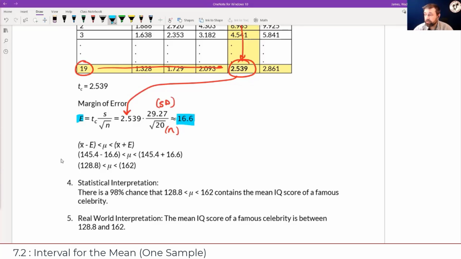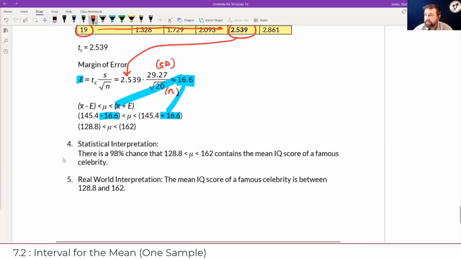Pretty easy to calculate things because you're going to take that margin of error, subtract it from the sample mean, and add it to the sample mean, okay? And then that is going to give you your interval. So you could say that you are 98% confident that if you were to go out and measure the IQ score of every celebrity, it would be in this interval, where this is your lower bound and this is your upper bound.